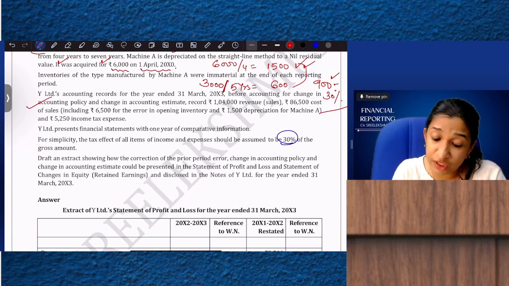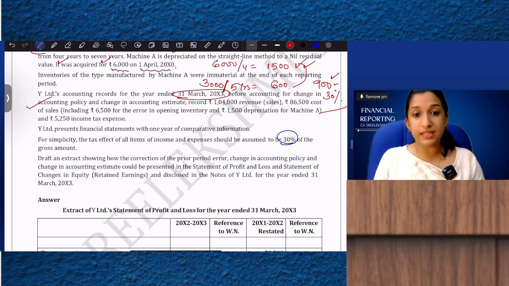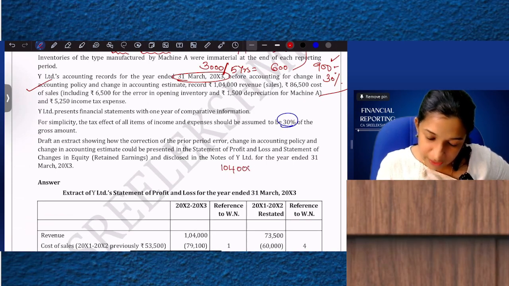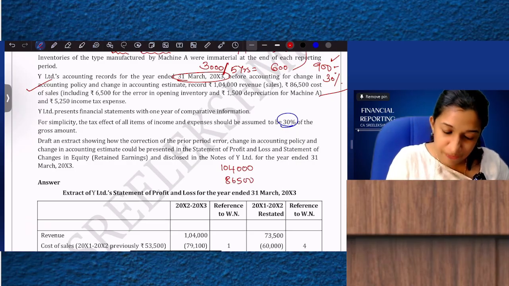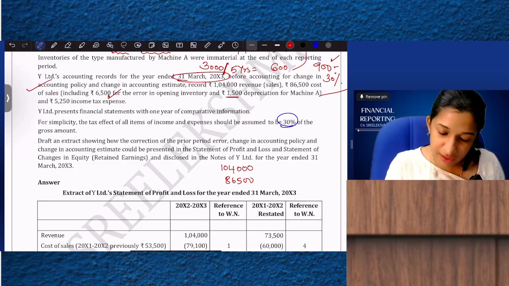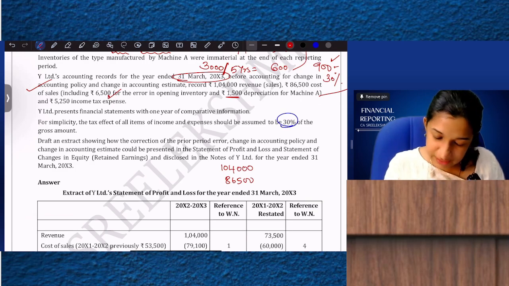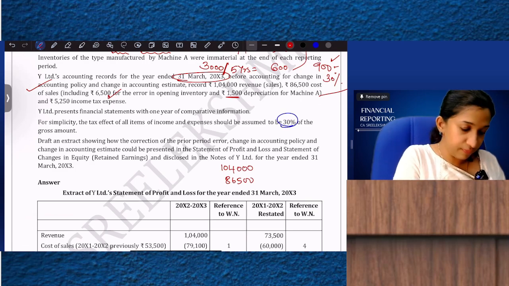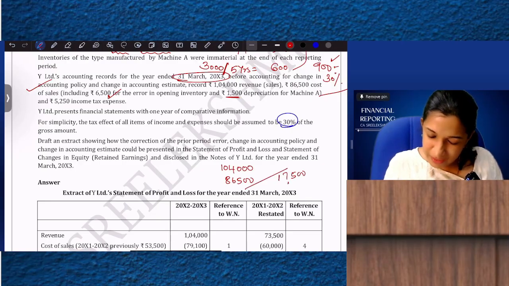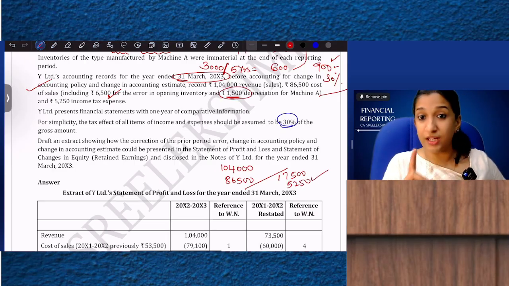Y Limited's accounting records for the year ended 31st March 13, that is the current year, before accounting for changes in accounting policy and accounting estimate. Okay, 1,04,000 was the revenue, 86,500 cost of sales, including 6,500. There is an error correction to be done. So 1,500 depreciation. So 1,04,000 minus 86,500, 17,500 is the profit. So tax expense is 5,250, at 30%. Then there is depreciation to be corrected.